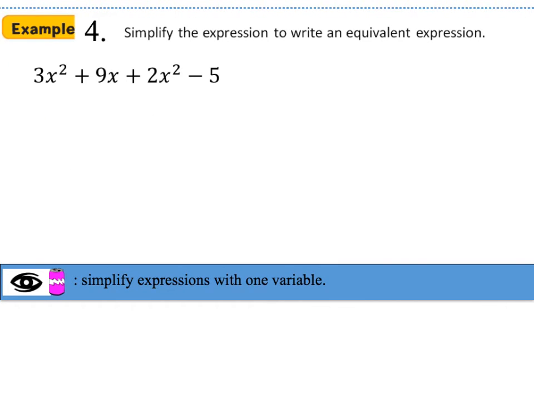So for example C, it says simplify the expression to write an equivalent expression. So the first thing I want to do is go ahead and color all the like terms one color. So I'm going to choose green, and anything that has x to the second power, I want to color in green. So this tile has 3x to the second power. And the other like term would be plus 2x to the second power. I'm going to change my color now, and I'm going to select plus 9x. That's one term, and there's no other terms that look like that because the last term that I have left is a constant. So I'm going to color that last term, -5, in a different color.